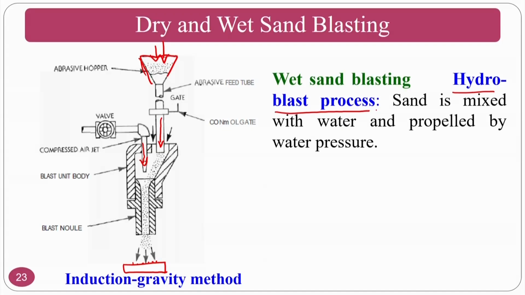In wet sand blasting, which is the hydro blast process, sand is mixed with water and propelled by the water pressure. Instead of compressed air, we are going to use compressed water; a highly pressurized water jet will be used. In this case, what will happen? The divergence will be very less. If the divergence is very less, what will happen? The dust creation and other things will be very less, and you will get precise shapes.